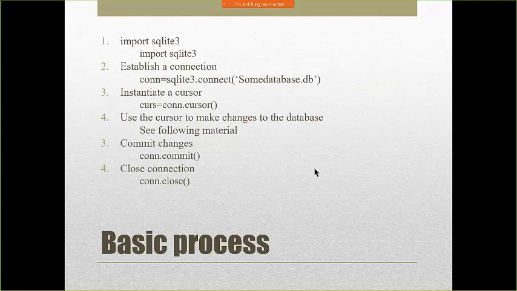So the basic process for working with a database is this: import SQLite3, establish a connection, and here's an example of the connection. Instantiate a cursor. We're going to see later how to use that cursor to do things with the database. Commit your changes and close. So that's the basic template for working with a database. It's a little bit like working with a file, but you have one additional step here with the cursor, and then you have the commit, which is extra.